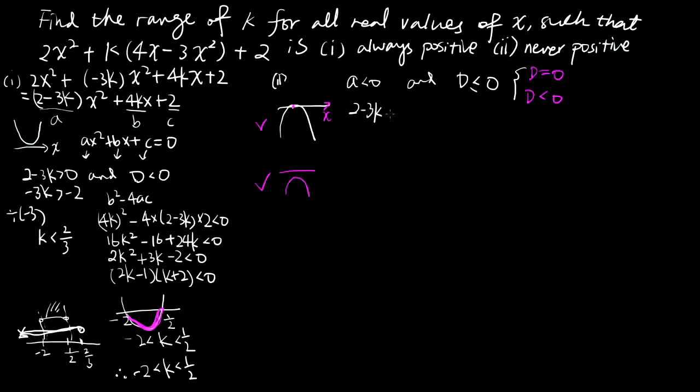For a, 2 minus 3k, which is less than 0. And the other condition is the discriminant, which is 2k squared plus 3k minus 2, less or equals to 0. So solve the first inequality, we will get k should be greater than 2 over 3.